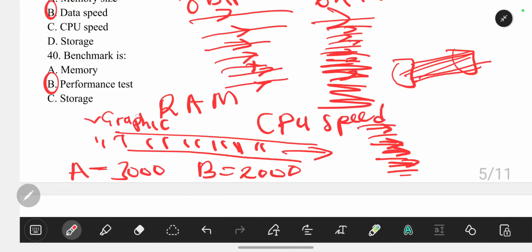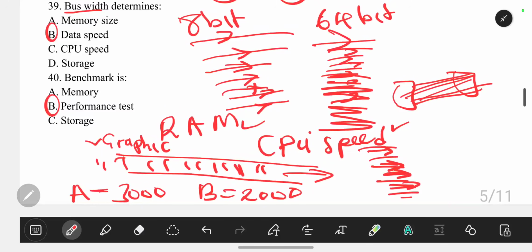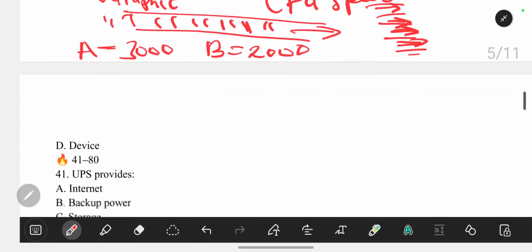If you compare the graphics, the RAM, the CPU speed, and all that, that is a benchmark. It is just a performance test. So we use the benchmark to test for upgrades and also identify slow components. So that is the benchmark.